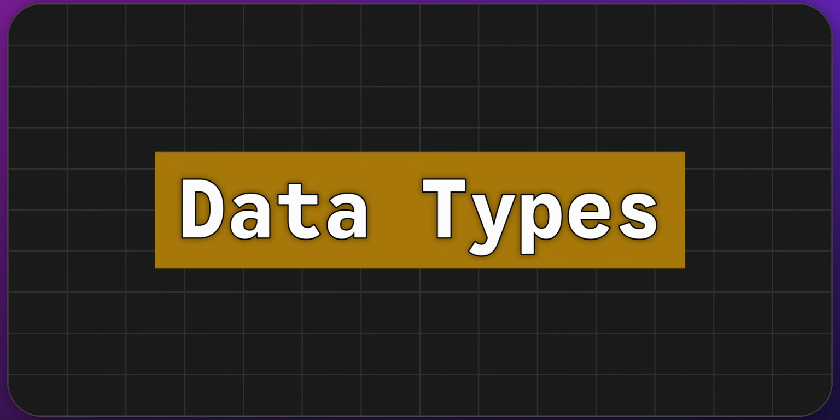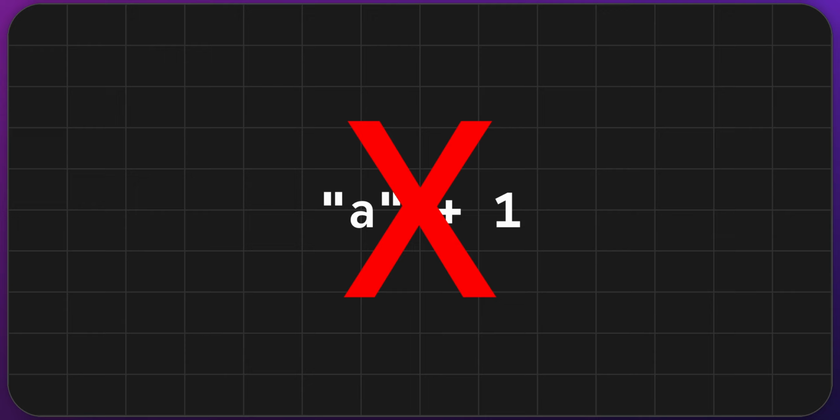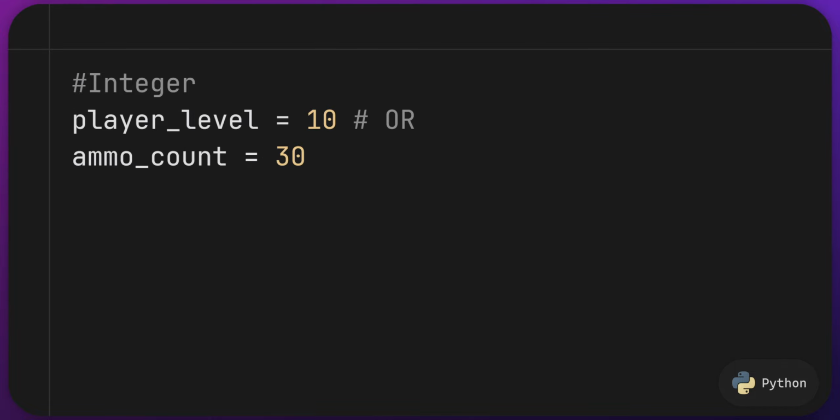Okay, now data types. Just like things in real life can be categorized into types, there are also some important types in programming. That's where data types come in. There are different things programming languages can do with different variables, which is why it's important to know that these variables have types. Integer. An integer is just a whole number, like for example, player level equals 10, or the ammo count equals 30.